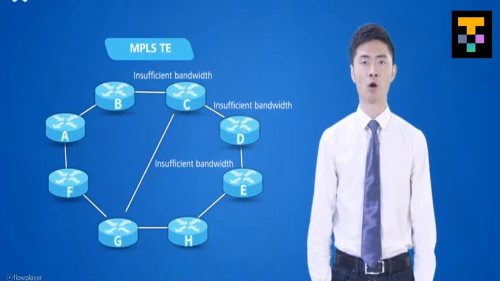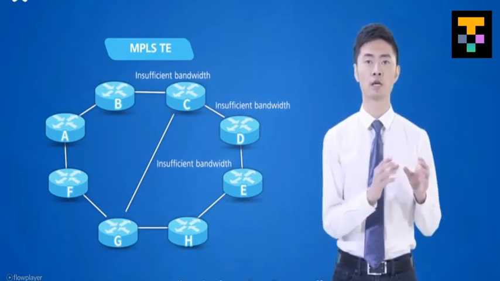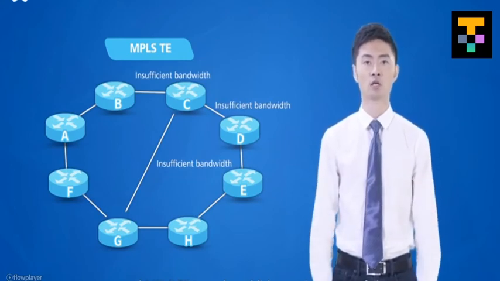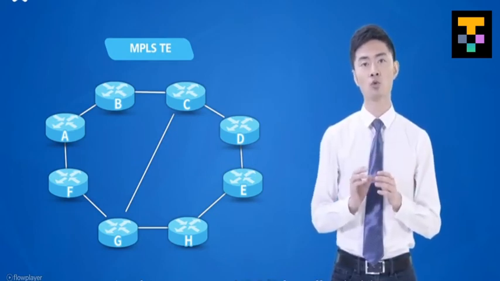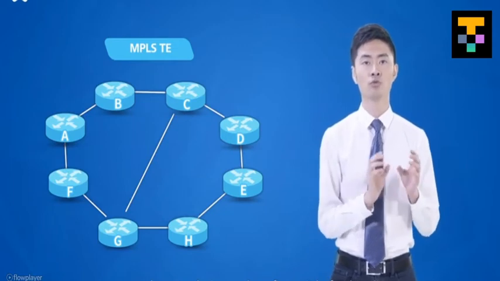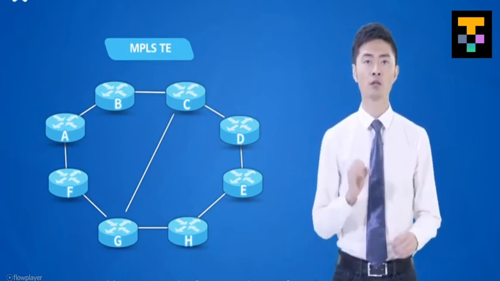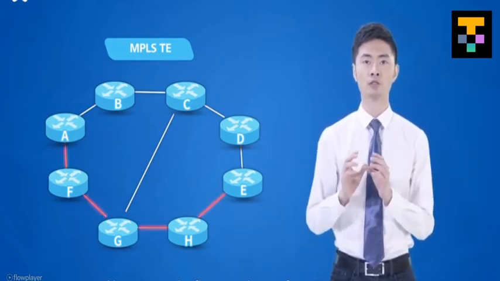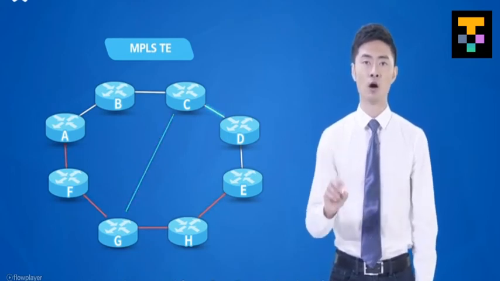You've probably noticed that the total bandwidth on all paths from C to D is insufficient, and MPLS-TE tunnel establishment is going to fail. We can see from this example that if you want to use MPLS-TE or traffic scheduling, you have to design and configure it beforehand. In this case, to successfully deploy these tunnels, you'd have to set the first tunnel to go from A to F to G to H to E, the second from C to G, and the third from C to D.